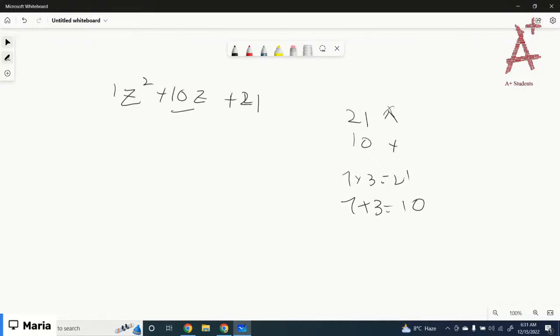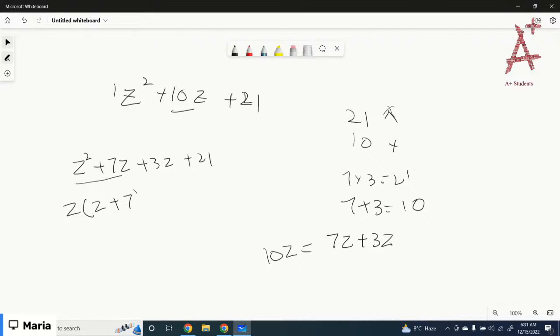So that means you can break down the 10z as 7z plus 3z. Got it? So just replace the 10z with 7z plus 3z plus 21. Got it? Here you have z is common. You are left with z plus 7. Here you have 3 is common. You are left with 3 and 7. 3 times 7 is 21. So the common factor is z plus 7 and z plus 3. Got it? It would be z plus 7 and z plus 3.